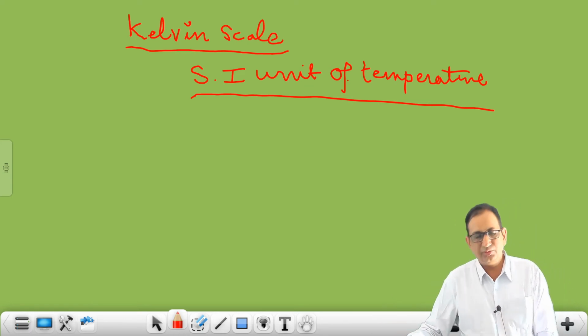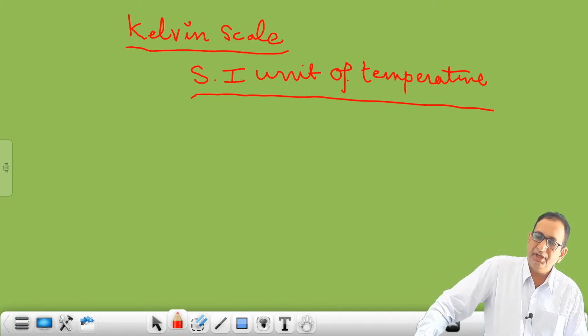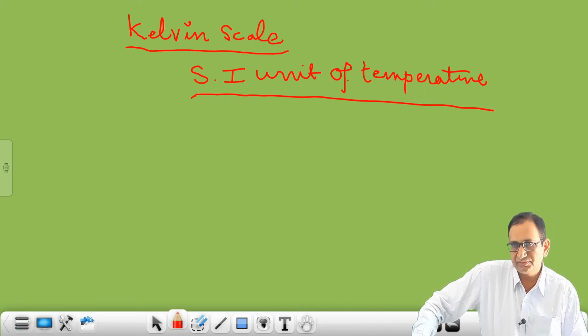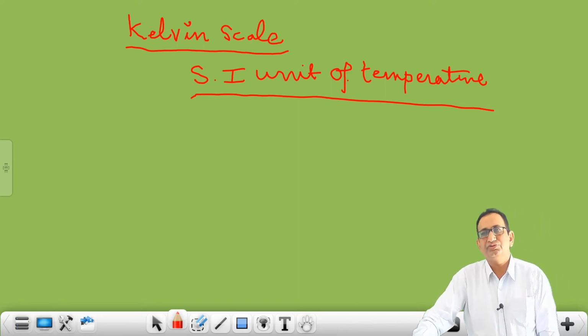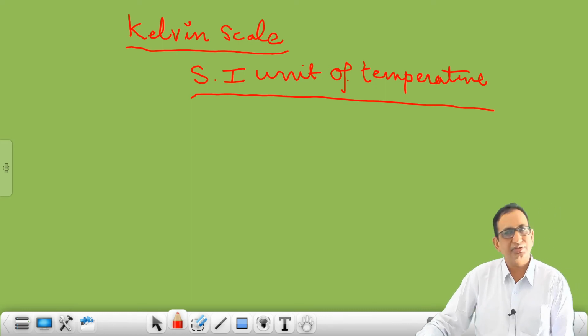In physics, while you do numerical problems, many times we have to convert the temperature. If it is given in degree Celsius, we have to convert it into the Kelvin scale. If the Fahrenheit scale is given, then also we have to change into Kelvin scale. So how can you change degree Celsius into Kelvin scale?